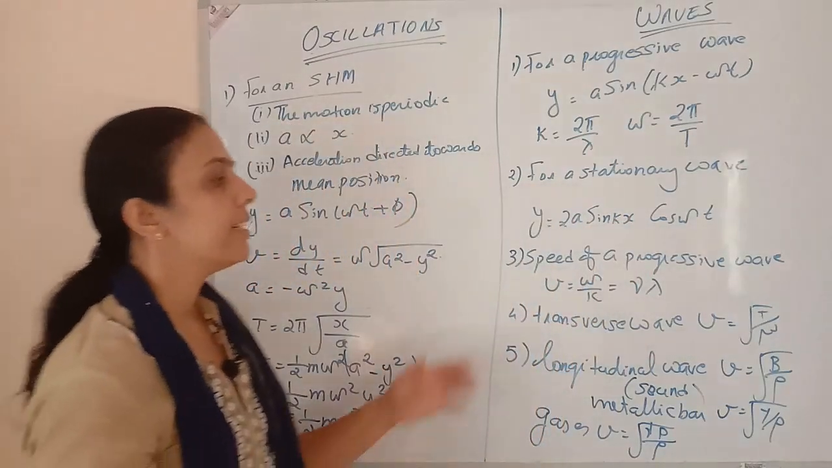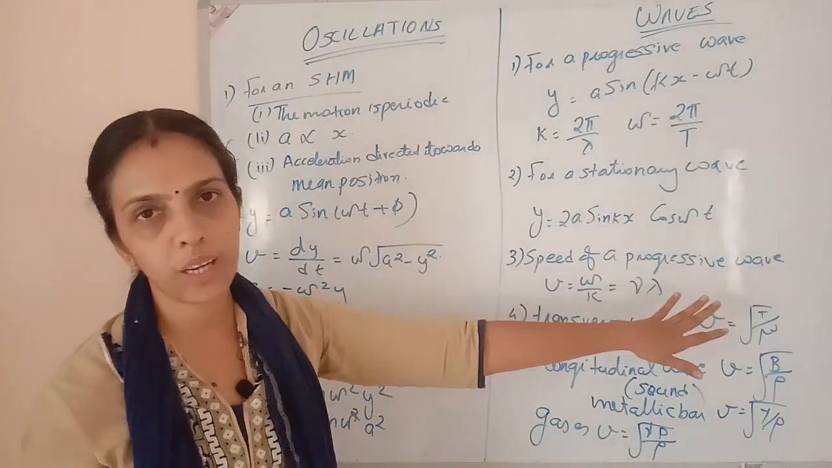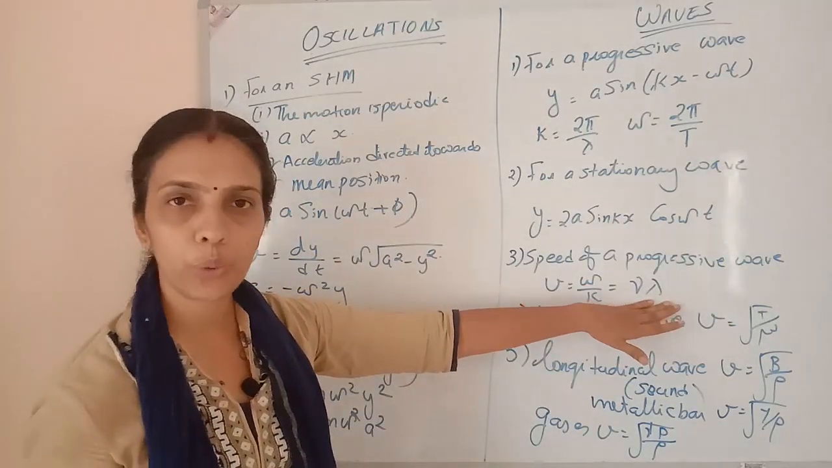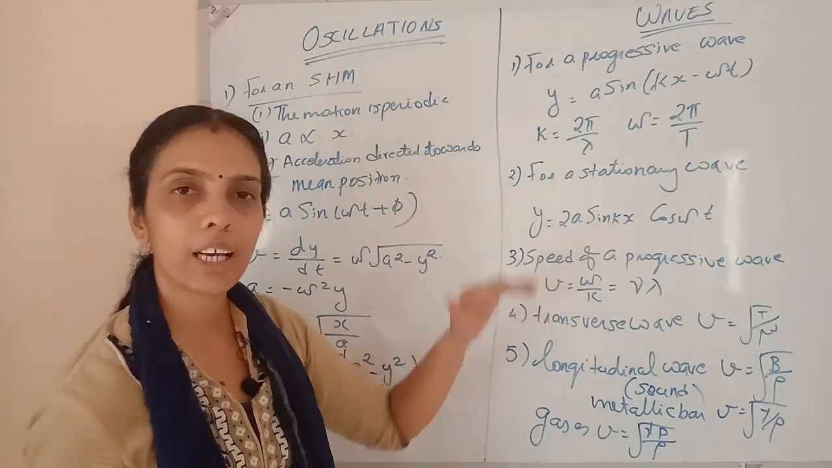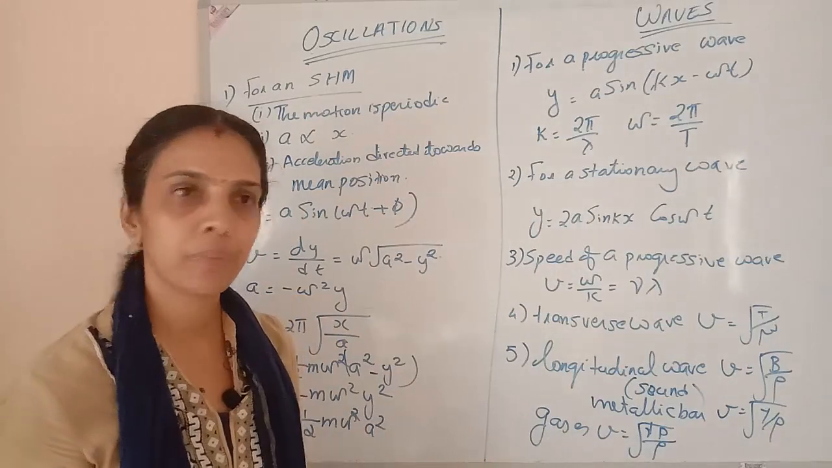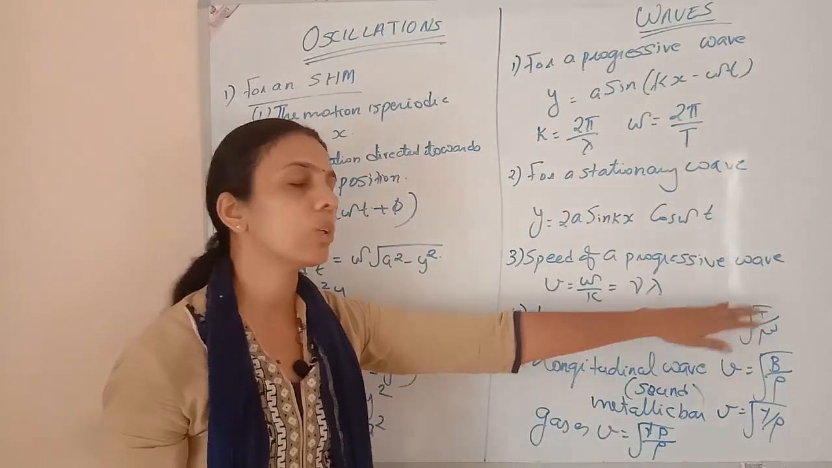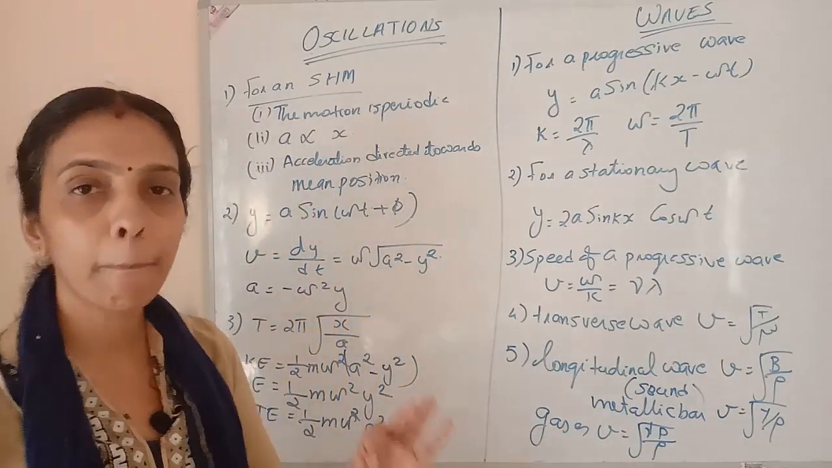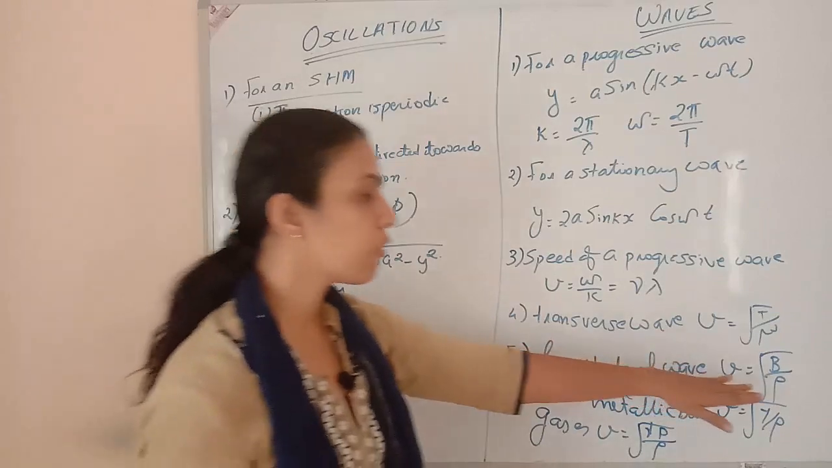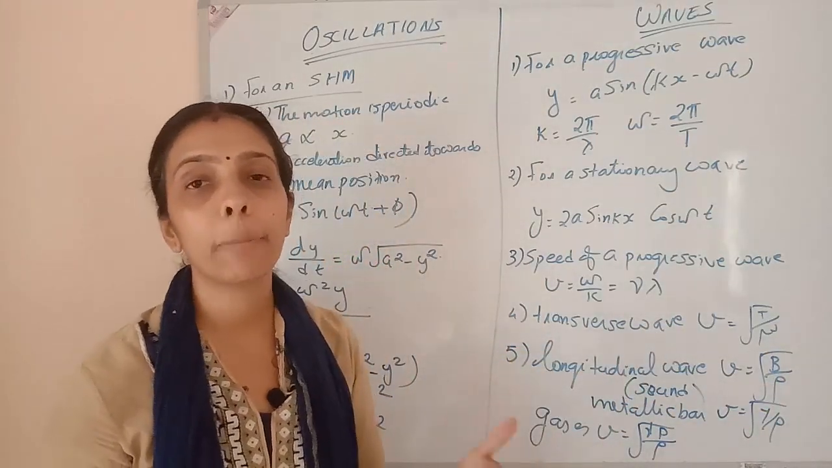Next is the speed of a progressive wave. How can we write it down? v equals nu lambda or omega by k. From there only we get v equals nu lambda. For a progressive wave, v equals omega by k, which is equal to nu lambda. Next, in the case of a transverse wave, v equals root of T by mu. In the case of a longitudinal wave, we write v equals root of B by rho.